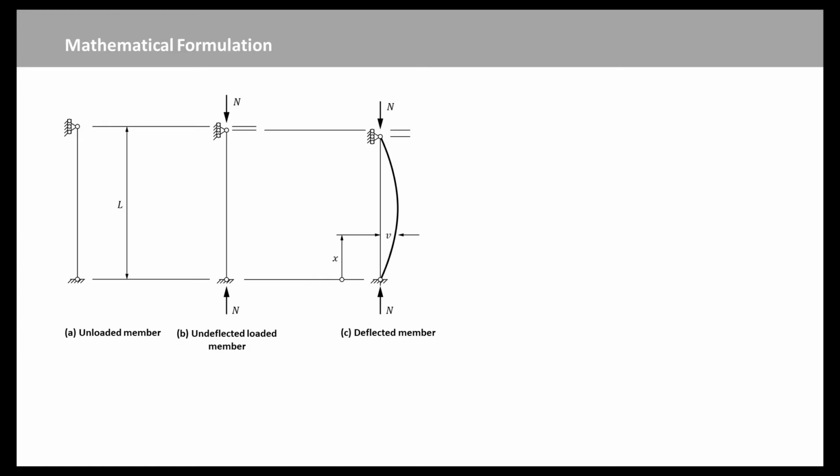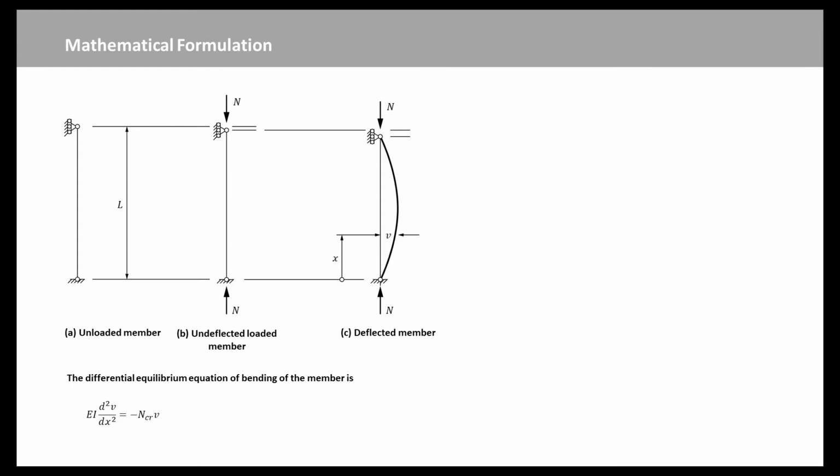A concentric axial load N is applied to the upper end of the member, which remains straight, as shown in Figure B. The member is then deflected laterally by a small amount v, as shown in Figure C, and is held in this position. The elastic buckling load NCR of the compression member can be determined by finding a deflected position, which is one of equilibrium.